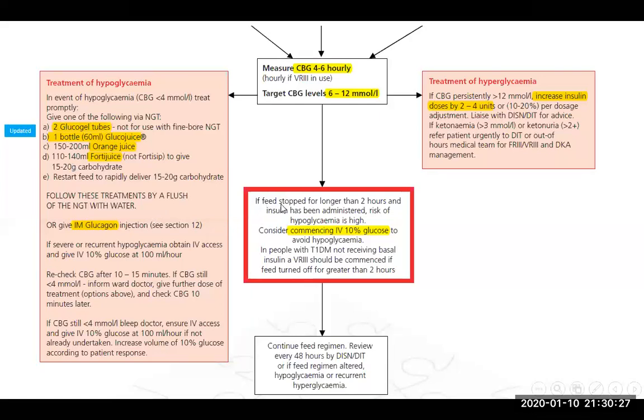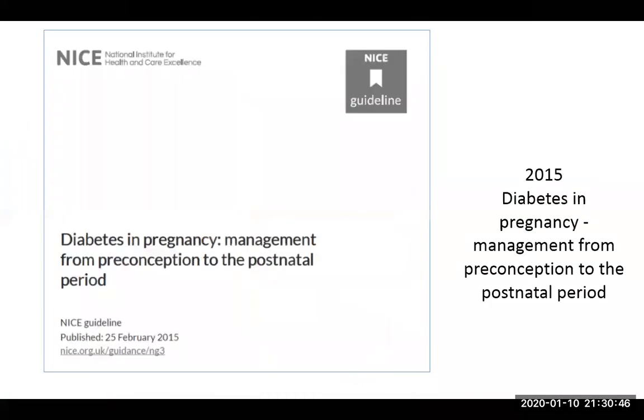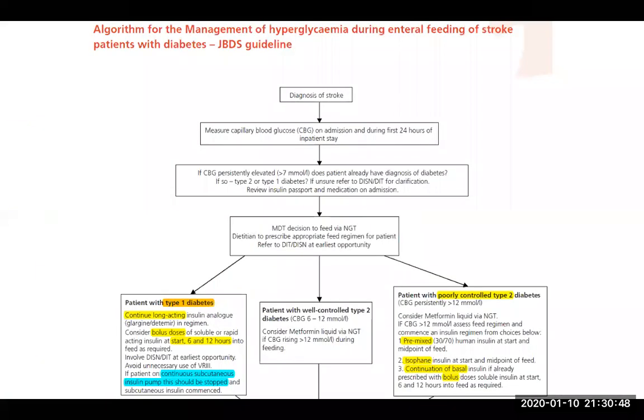And of course, if feed is stopped for longer than 2 hours and insulin has been administered, the risk of hypoglycemia is high. We must commence 10% dextrose. This is very important. And of course, we must continue the feed regimen and review every 2 days. This is just the algorithm. It's very important. We must print it for our desk and review it many times, because a lot of exam questions come from this table, this figure.